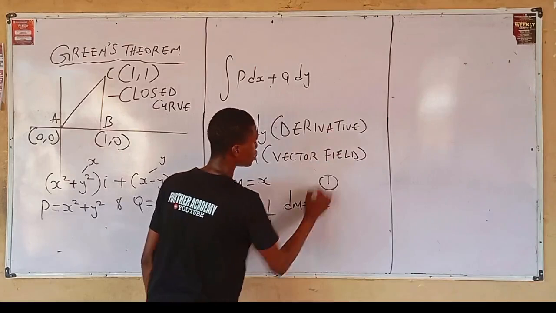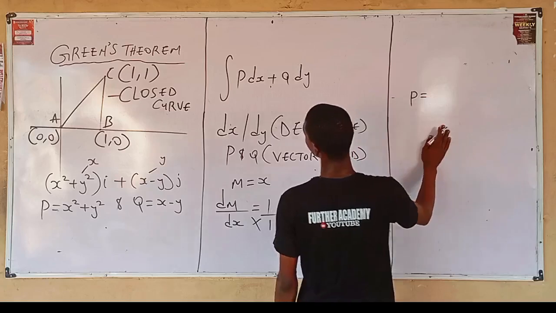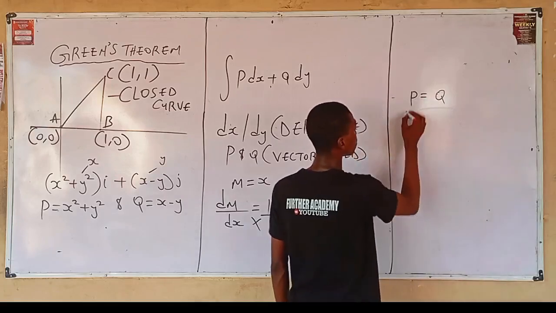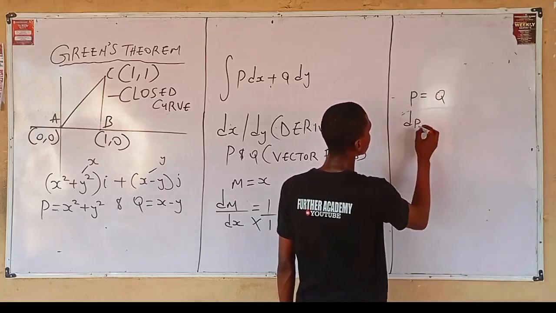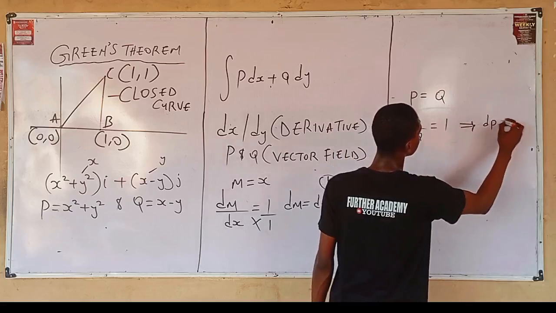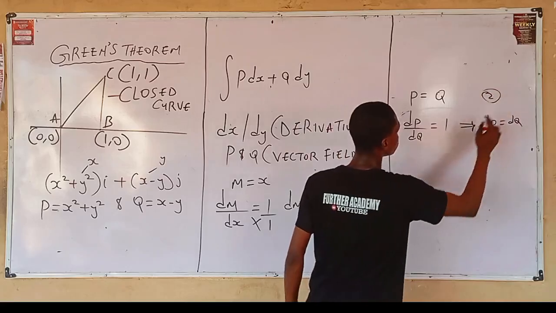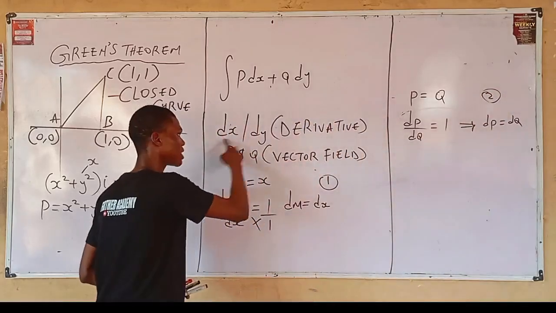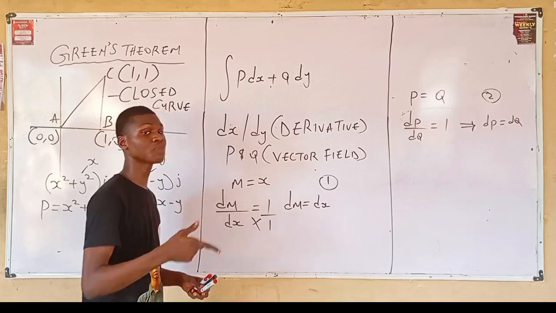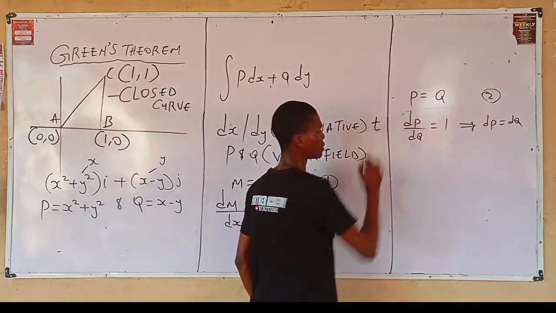Let's say this is 1. For 2, let's say I have p is equal to q. Differentiate as well. I have that dp over dq is equal to 1, which implies that dp is equal to what? dq. Any question? The same way we did for 1, that's the same way we are going to do for 2. Now, what this means is that to get dx and dy, there's a particular function that I'm going to differentiate, and this function is usually represented as t.